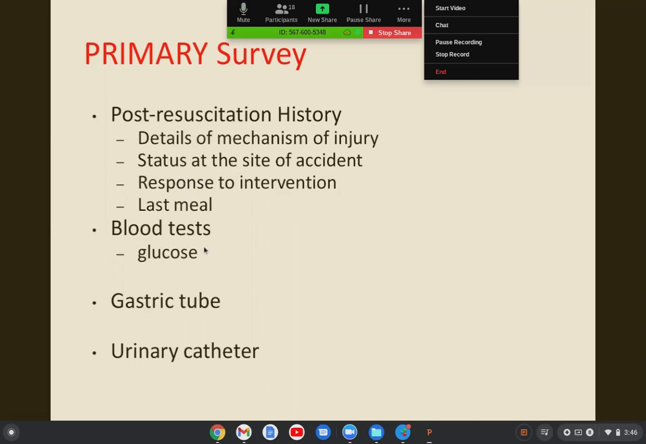Check glucose so that you maintain normoglycemia. Put a gastric tube for decompression of gastric contents. Put a urinary catheter if you don't see blood at the meatus, so that you have a good guide of how much urine a person is passing, as we know that anuria is a marker of severe hemorrhage.